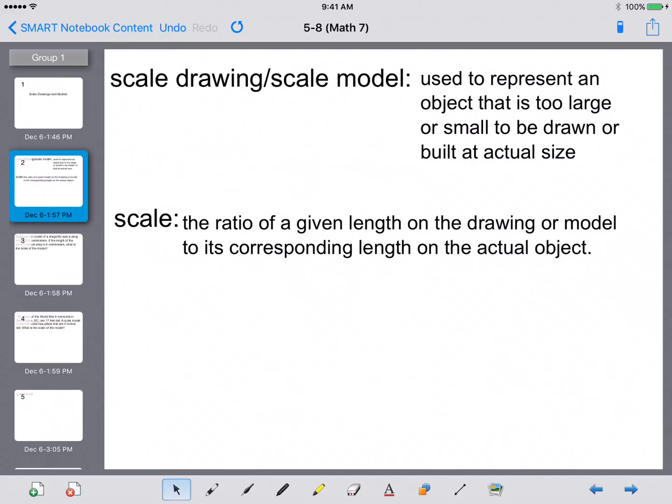So for example, if we had that model of an airplane and I told you that 1 inch equals 3 feet, that means that for every 1 inch on the model, it would be 3 feet on the actual airplane.